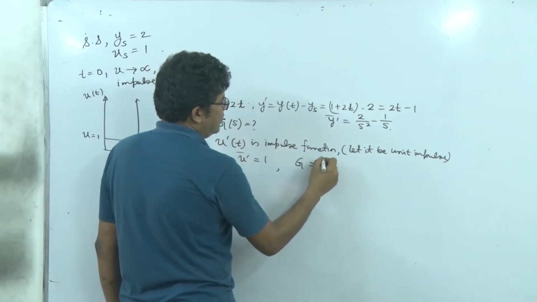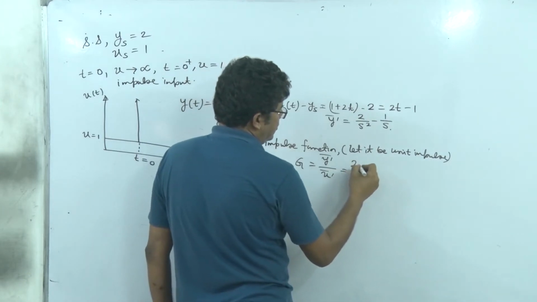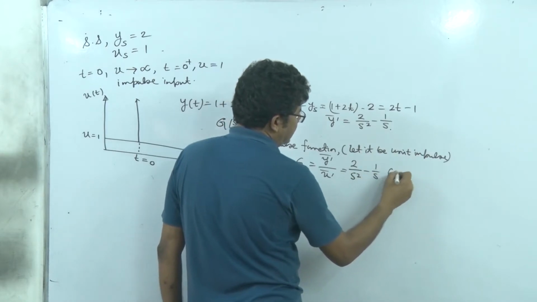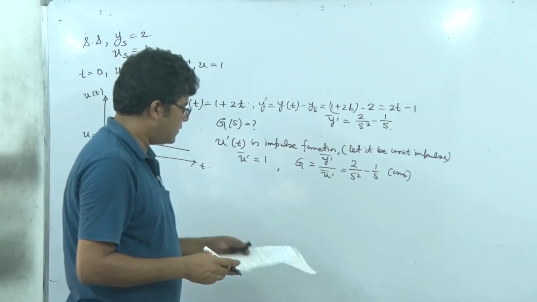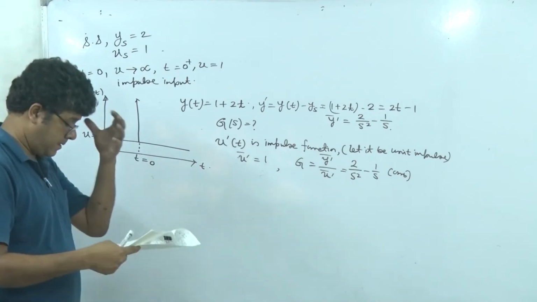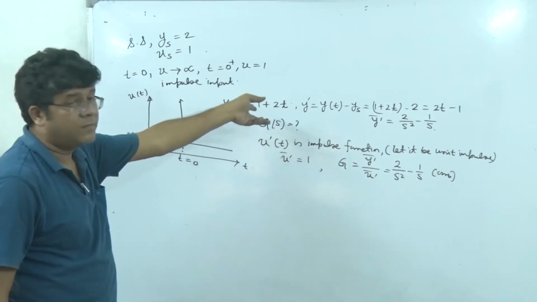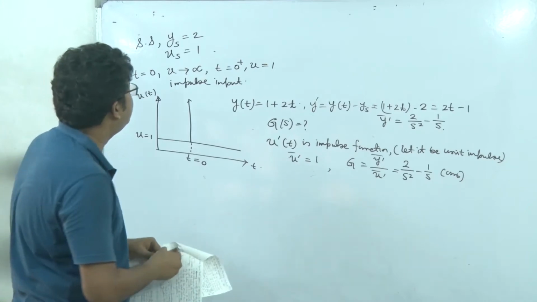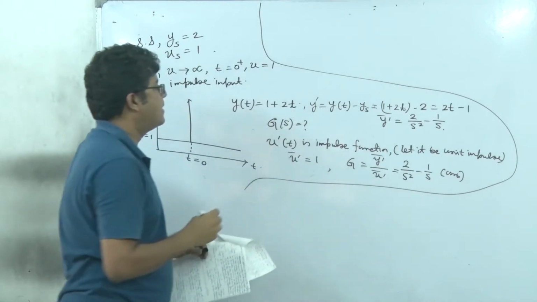So G, which is y prime bar divided by u prime bar, will be 2 by s square minus 1 by s. So that is the answer. 2 by s square minus 1 by s. So this is the answer of the question. So the point to be noted here is convert the input and output variable into their deviation variable form. Right. Next question.